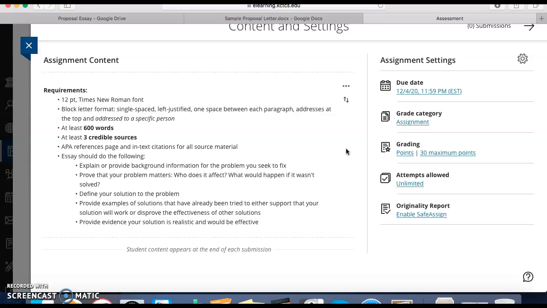Or maybe you want to do what the sample letter did and give kind of a counter argument to your solution and disprove it. Any of that is totally fine, but you do want to make sure you're doing all of those things in this essay and not just focusing on maybe only the problem or only the solution.